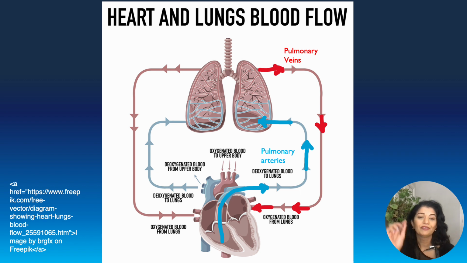So remember, pulmonary vein is going to be oxygenated blood. And the way I remember it is vein meaning way into the heart. So it's oxygenated blood. And then pulmonary artery is deoxygenated blood. And there you have it.